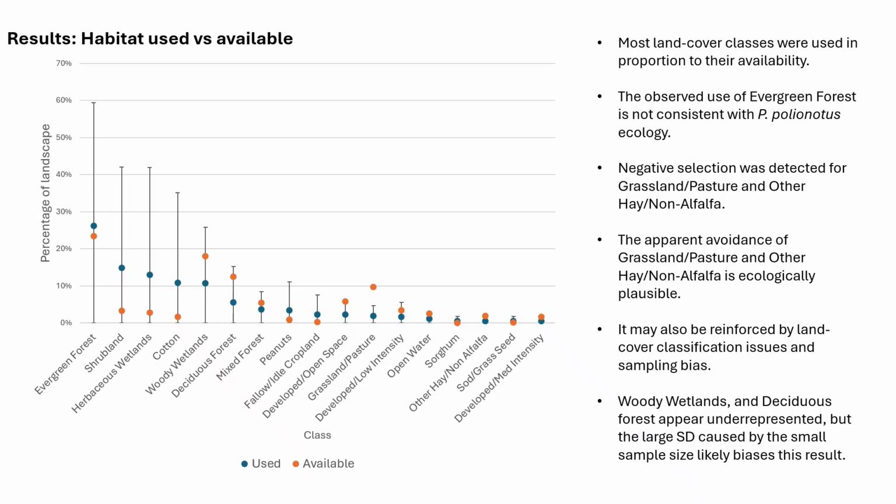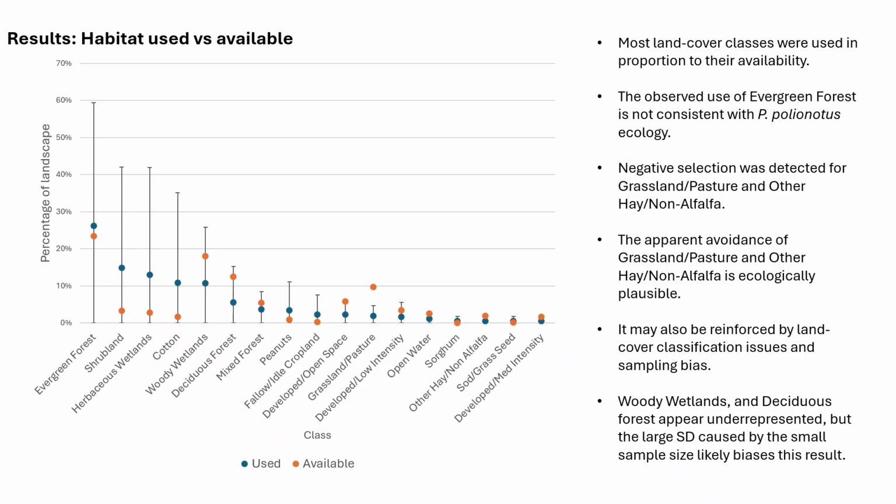Overall, most land cover classes were used in proportion to their availability, so there was no selection for many land covers. An exception was evergreen forest. The observed use of evergreen forest was not consistent with the ecology of the Oldfield Mouse, as mentioned before. It should be reflecting an evergreen-dominated matrix rather than true use of forest cover. Negative selection was detected for grassland and other hay non-alfalfa.